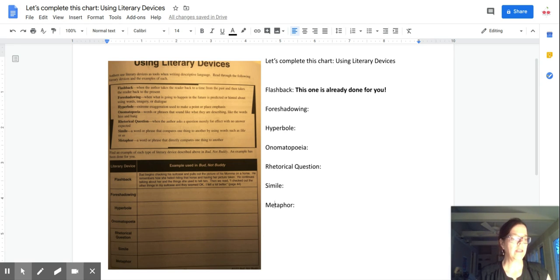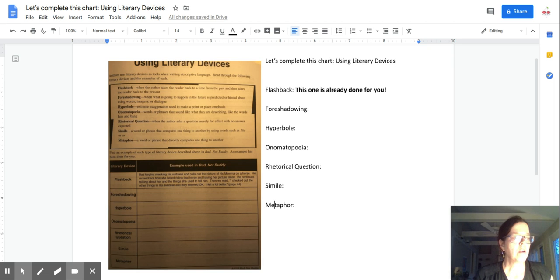The first blank is about flashbacks. This one is already done for you in the packet. But make sure you read through it because it is interesting to think about the times in the story where the author uses the device of flashbacks. It's a tool in your toolbox.